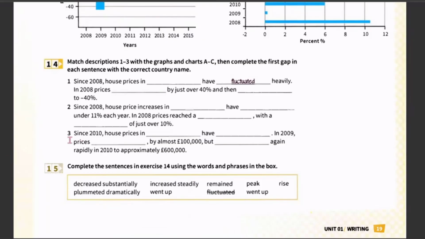Number three. Since 2010, house prices in London have increased steadily. Very good. In 2009, prices went up by almost 100,000 pounds, but decreased substantially again rapidly in 2010 to approximately 600,000 pounds.